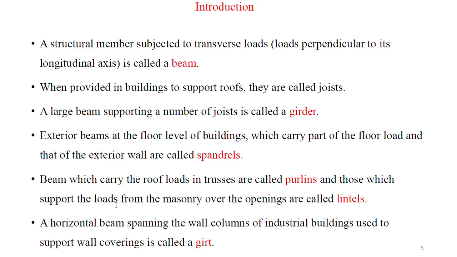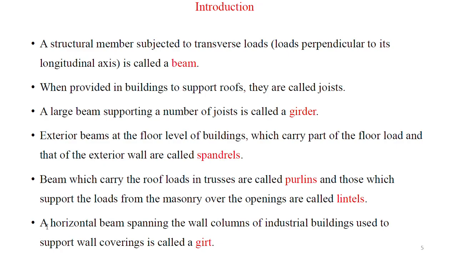A horizontal beam spanning the wall columns of industrial buildings, used to support wall covering, is called a girt. If you support any covering material over the beam, near the openings of a shed or any industrial building, those types of beams we call girts. These are the various types of beams we use in steel structures.